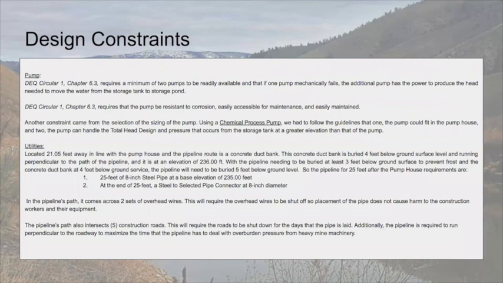Then we had to deal with constraints. The biggest constraints that came up within our project were that we had to have 2 pumps immediately available in case one pump failed, and that they could handle the flow we were dealing with, 200 to 550 gallons per minute. Additionally, the pumps and pipeline had to be corrosion resistant, so we had to use a chemical process pump. Then we had to worry about the utilities. With the pump being placed next to a road, there were power lines and vaults underneath that we had to worry about, as we didn't want to delay construction further.